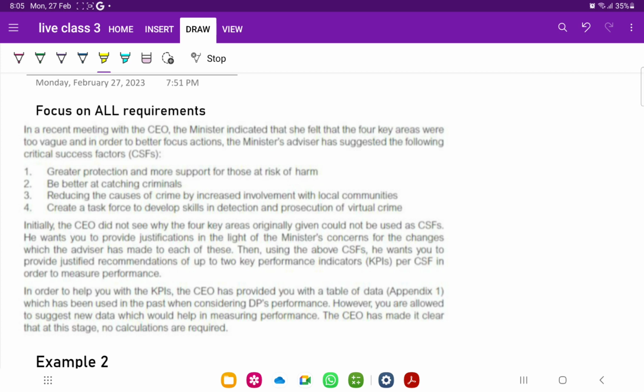But let's start with this. Initially, I'm just reading the relevant part. Initially, the CEO did not see why the four key areas originally given could not be used as CSF. So, this is basically the problem, right? You should note down that this is the problem, and this probably needs some attention.